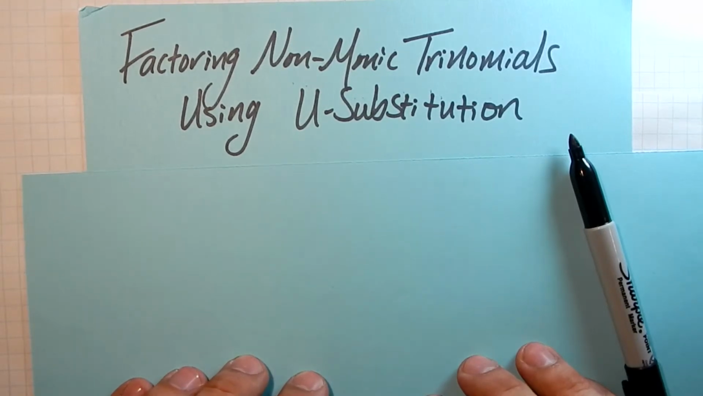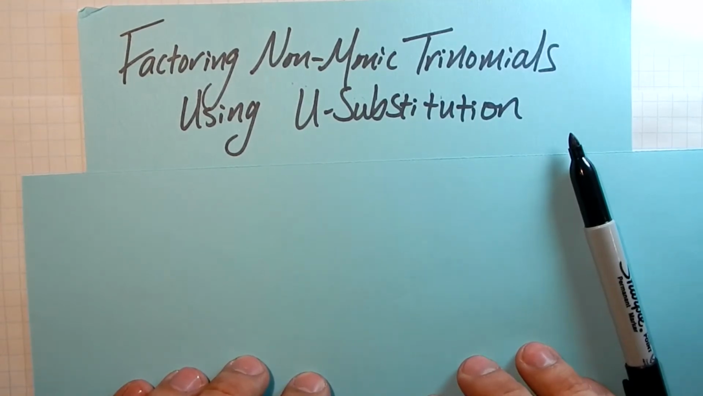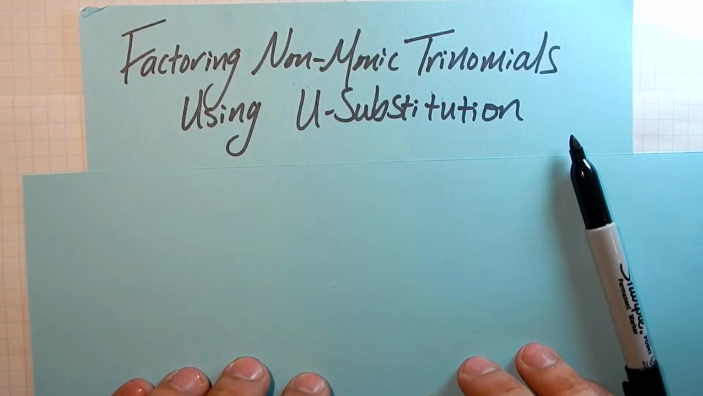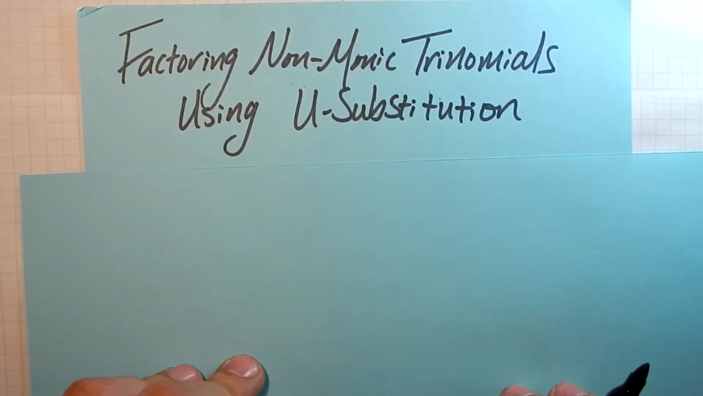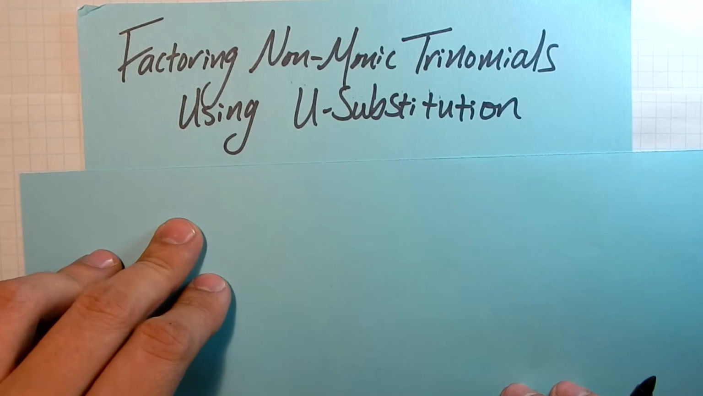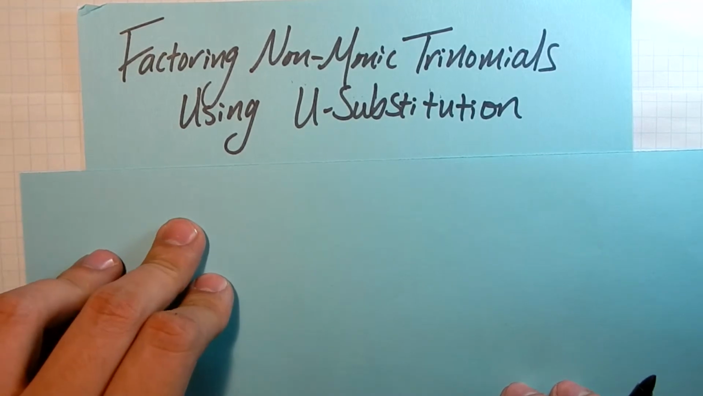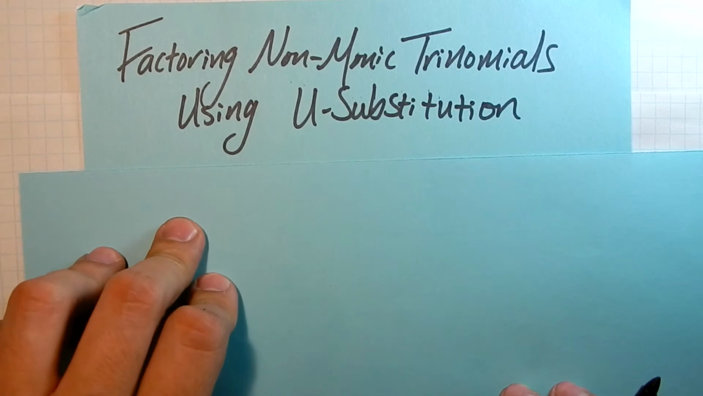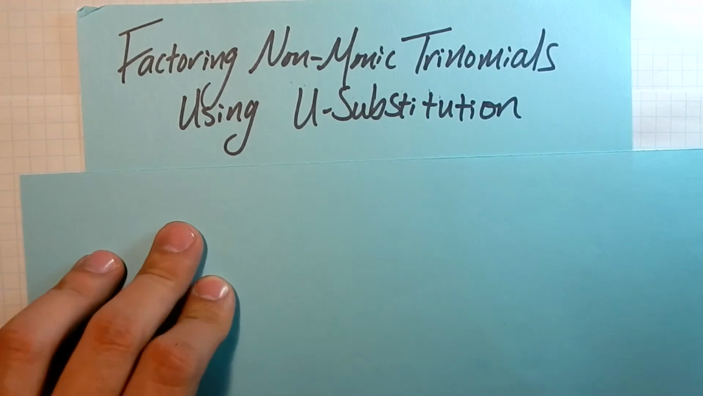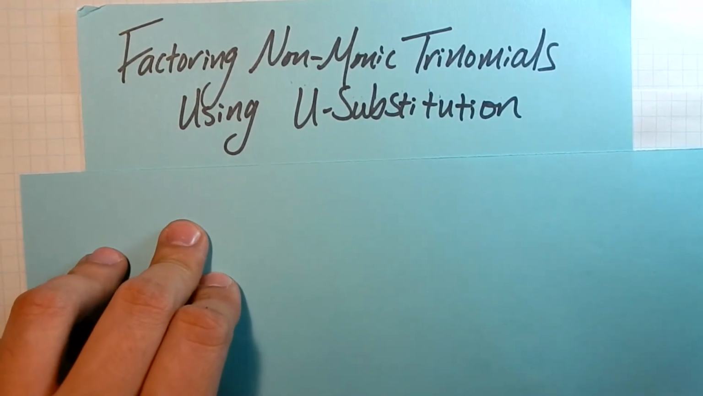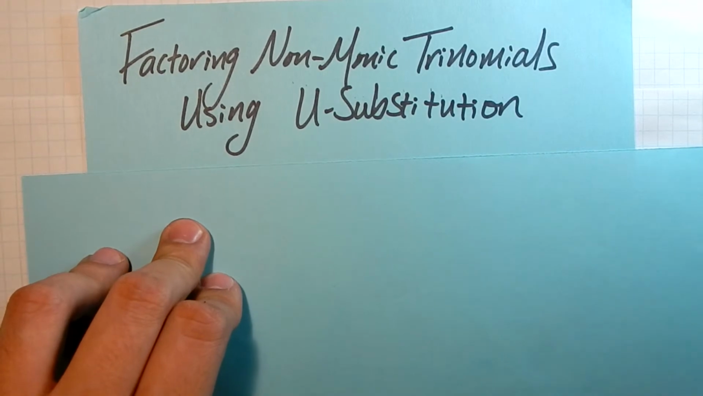I'm Mr. Merrill, and in today's lesson we're going to be talking about factoring non-monic trinomials using a method called U-substitution. I posted a video recently about factoring non-monic trinomials using factoring by grouping. That method is more complicated, but it's easier. I don't think that makes any sense. It's a simpler method if you understand the algebra involved. Otherwise, it's a really easy method to get lost in.